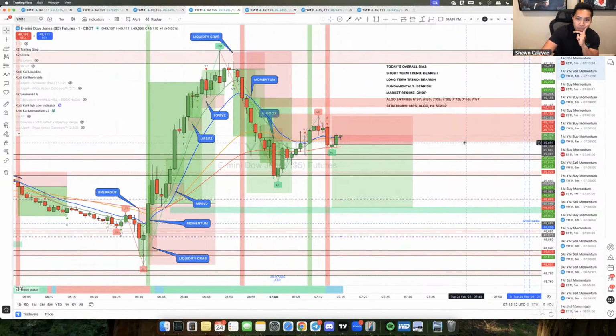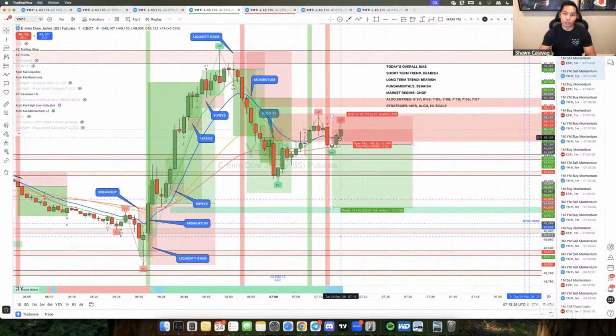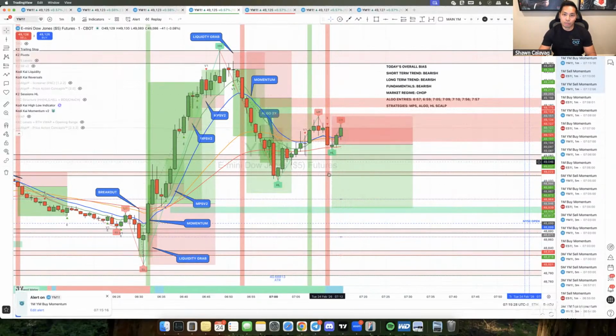Because what I'm looking for here is this MPS to set up, right? Because we have a sell signal, we have price kind of push, and I'm looking for it to come back down below, which now it looks like this isn't going to be the case because we have a pending buy signal. This is classic chop now. It's just chopping up back and forth.